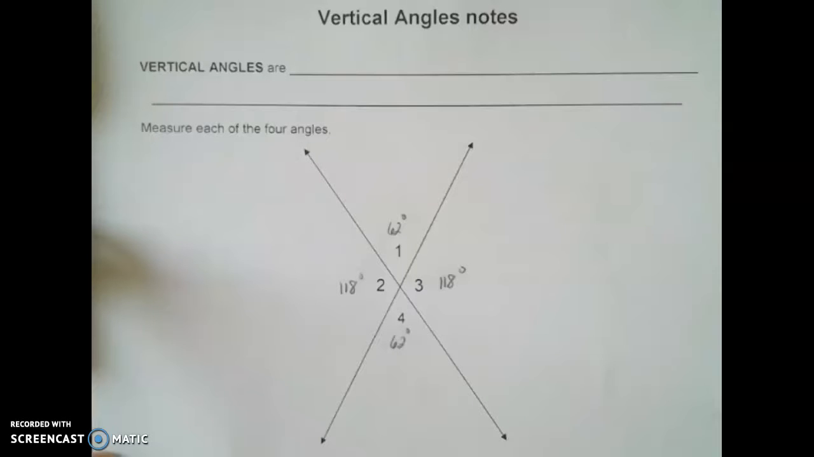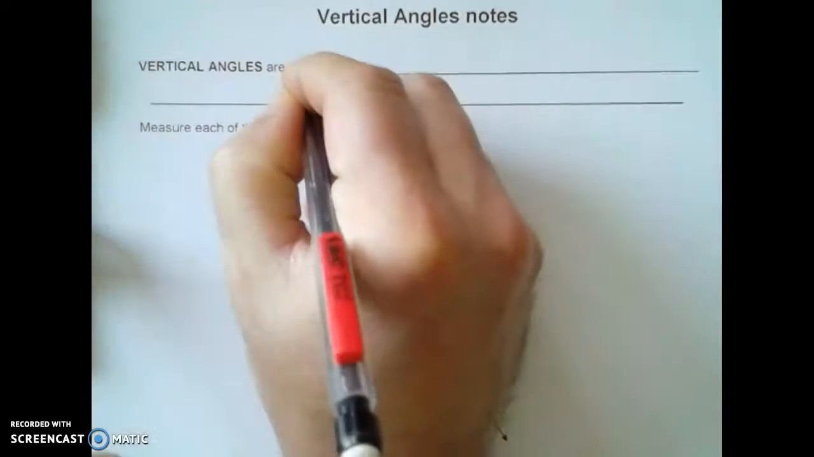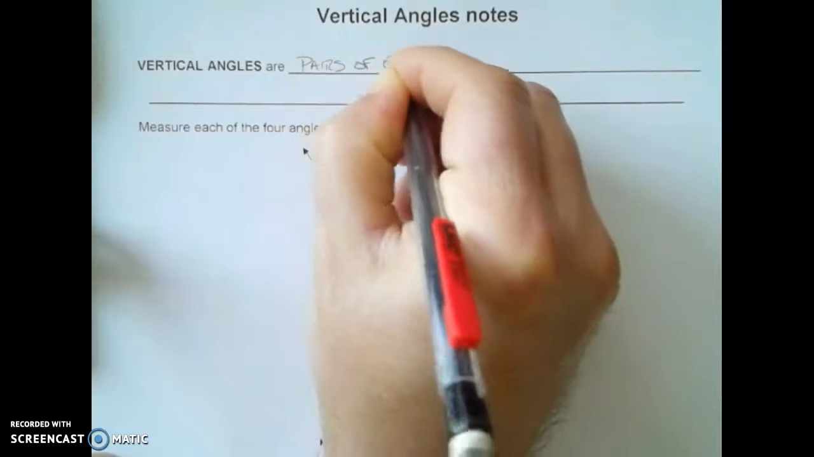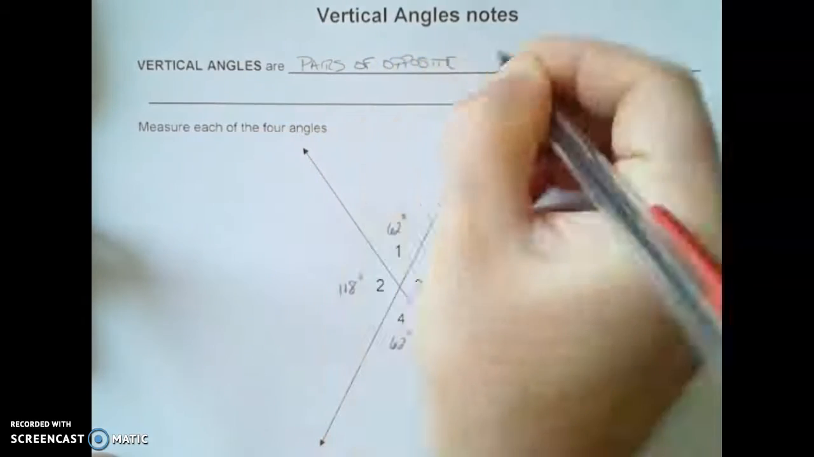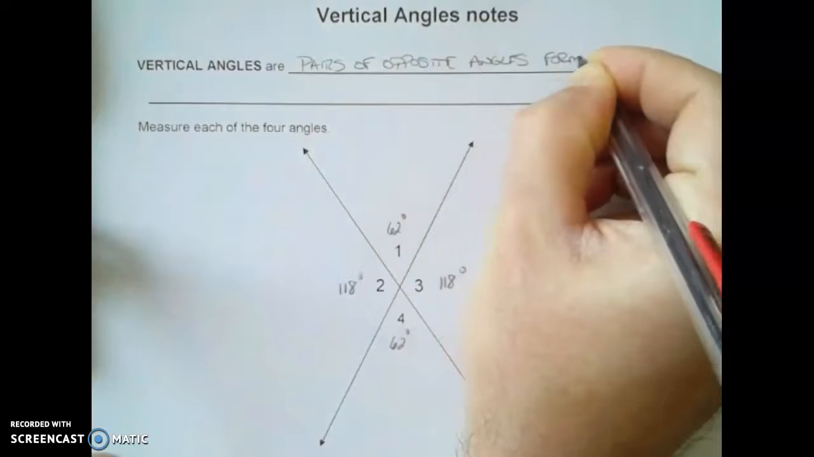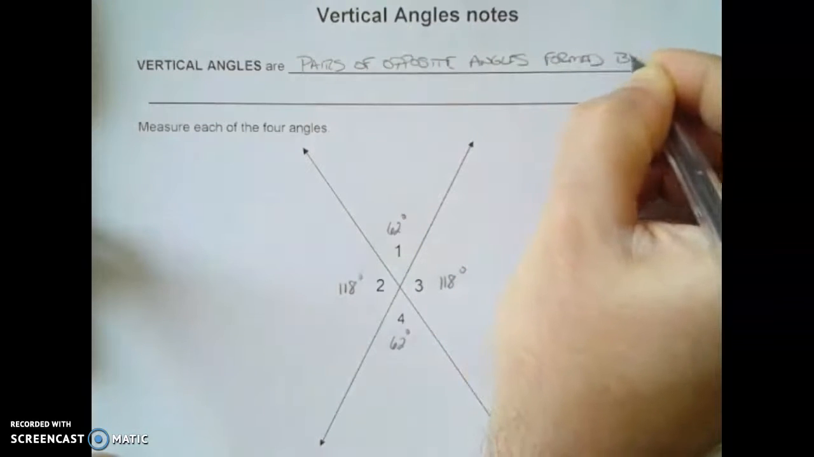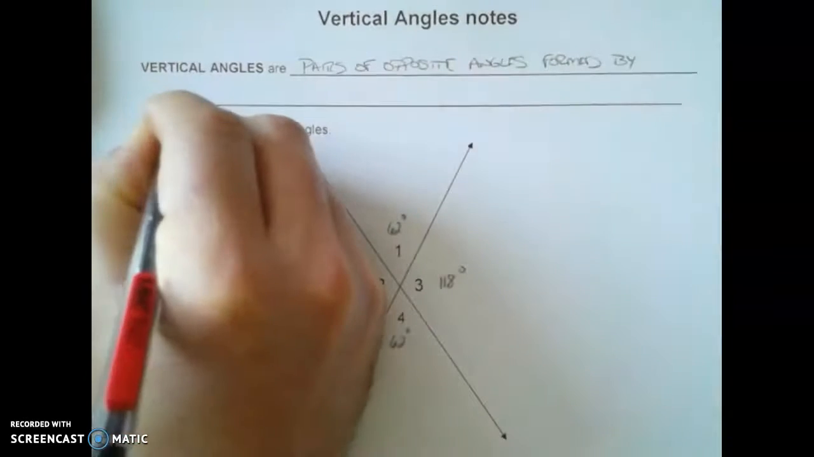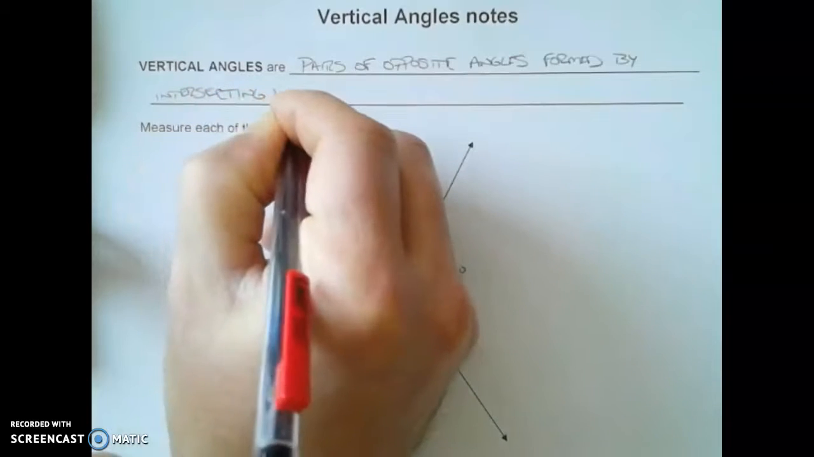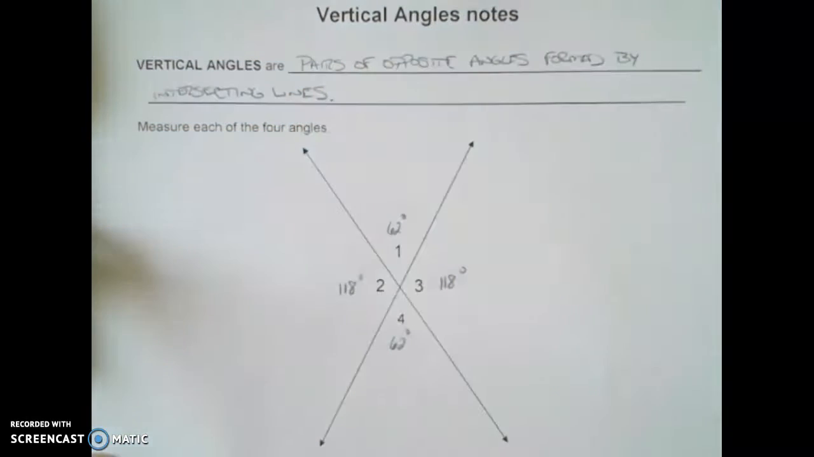In our lesson today, we're going to look at one more angle relationship, and those are going to be vertical angles. Vertical angles are pairs of opposite angles formed by intersecting lines. Vertical angles are pairs of opposite angles formed by intersecting lines.